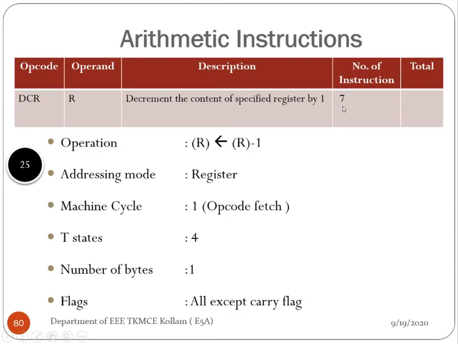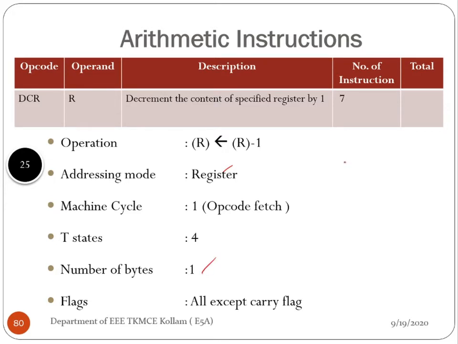Next arithmetic instruction is decrement, or DCR R. Whenever this instruction is executed, the content of the specified register is decremented by 1. As the operand is specified by a general purpose register, the addressing mode is register addressing mode. When we are converting this instruction into machine code, the machine code size is 1 byte long. It requires only one memory location in order to save this instruction. Therefore, it is a 1 byte instruction.